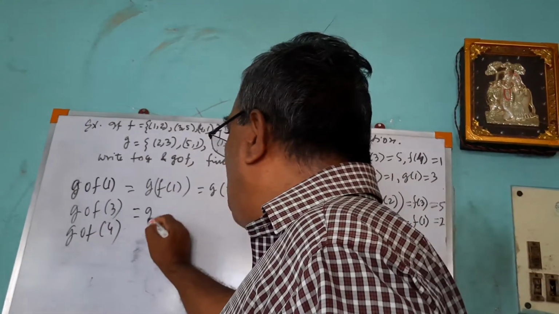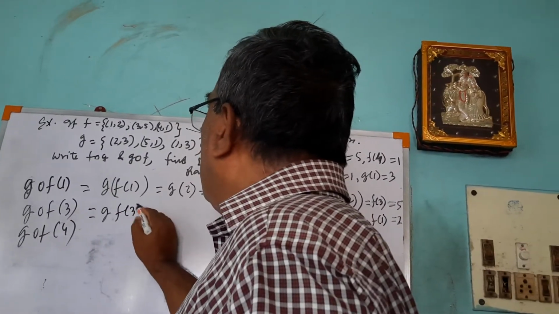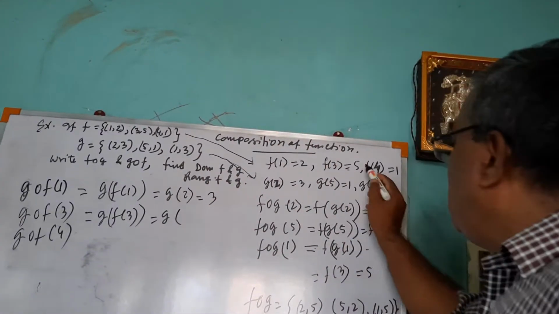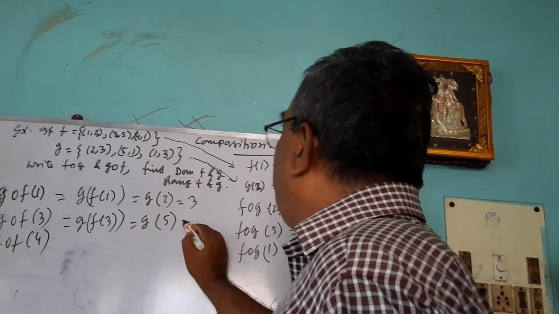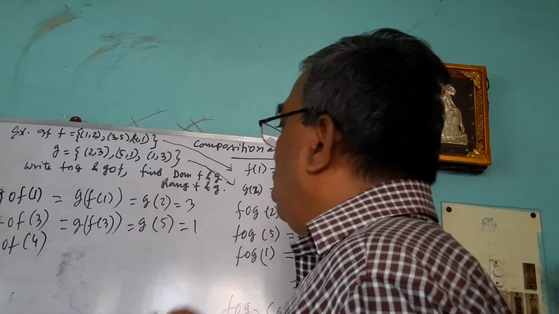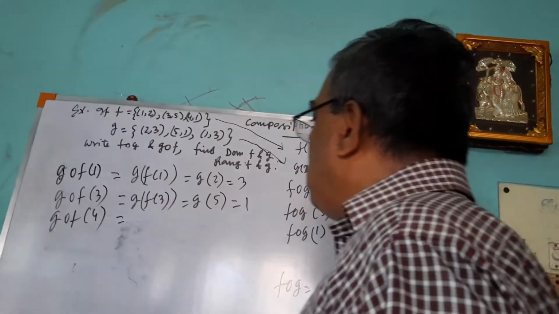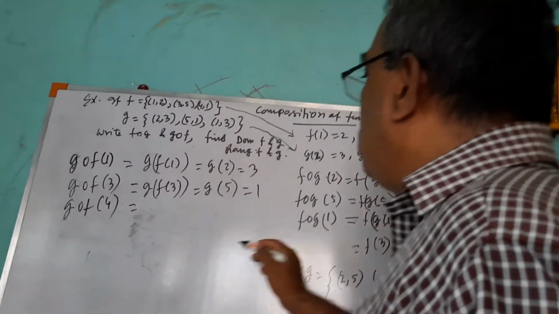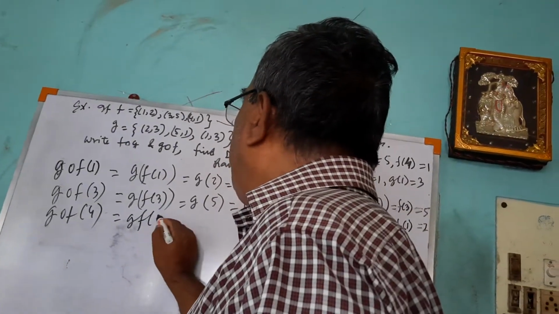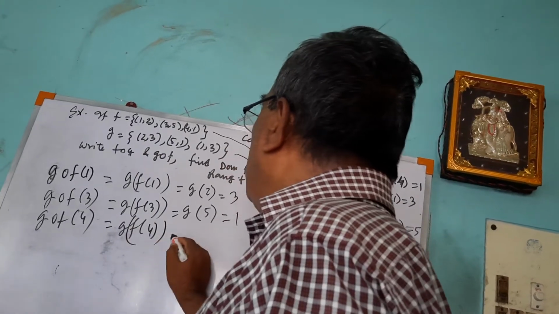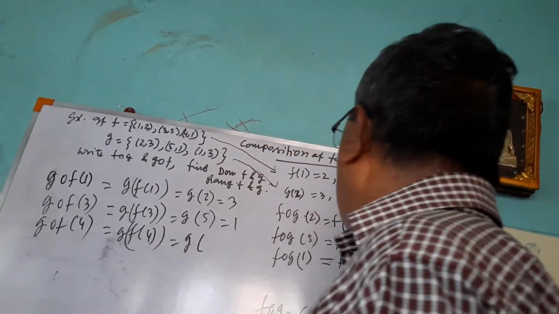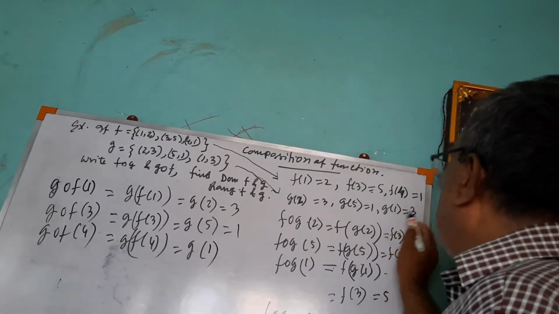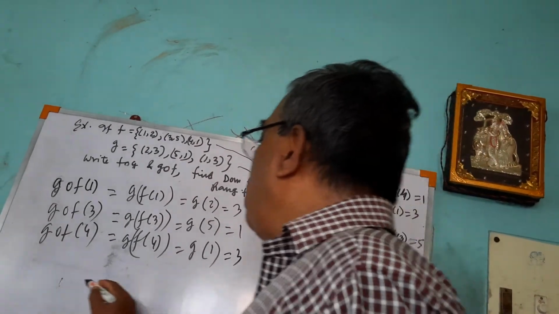Now GOF3 means G of F3. So what is F3? F3 is 5. So G5, what is G5 now? G5 is 1. Now what is GOF4? GOF4 means G of F4. What is F4 value? F4 value is 1. So G of 1, what is G1? G1 is 3.